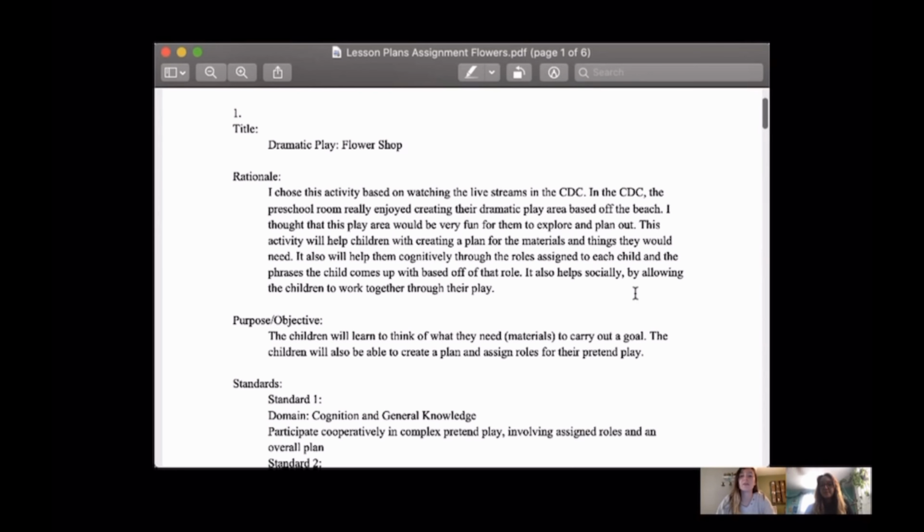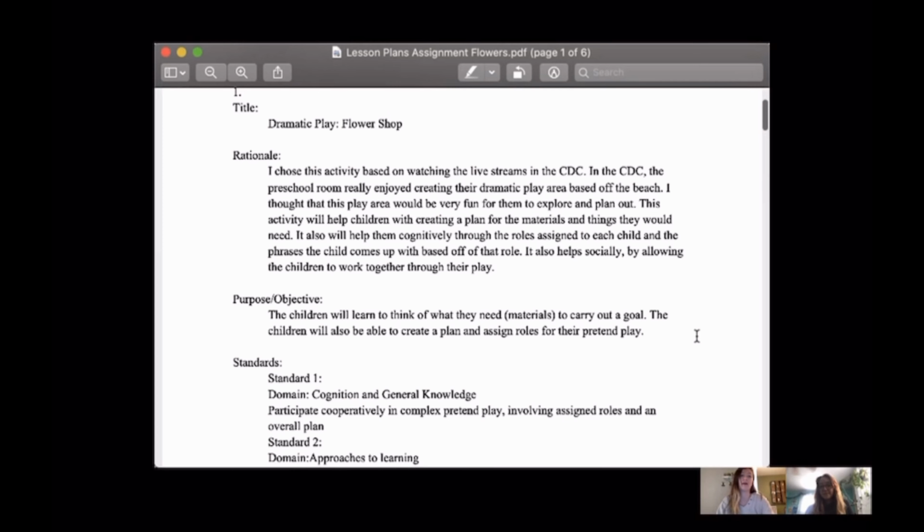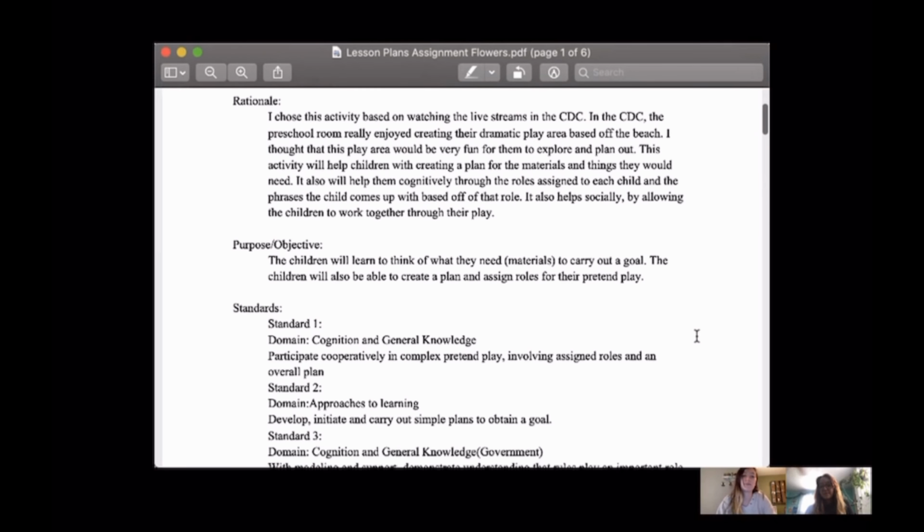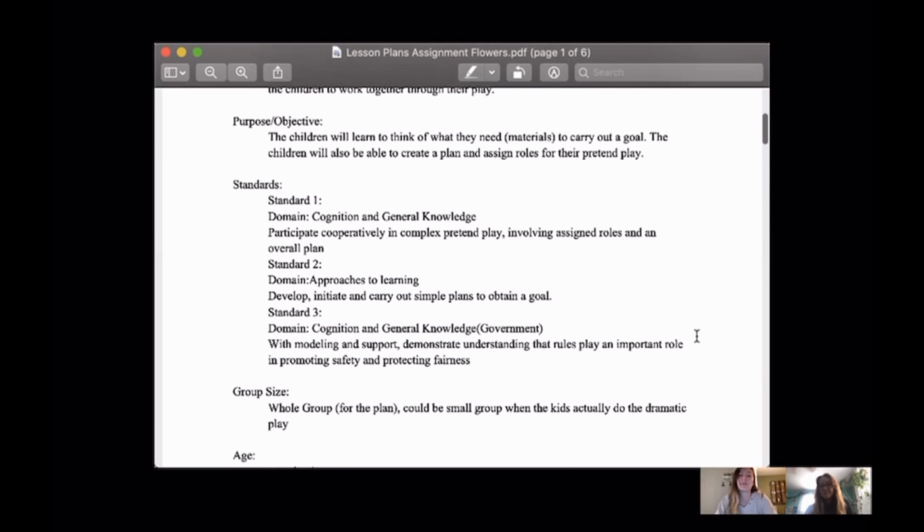I kind of wanted to talk about one of our lessons that we did this week, and it was inspired from the dramatic play they did on the beach, and I thought it was very fun to see them explore and create different materials with boxes and that kind of thing. And so I thought that now their interest is flowers, so we could do a dramatic play area on flowers. The purpose is that children will be able to learn to think of what they need, like the materials to carry out a goal, and the children will be able to create a plan and assign roles for their pretend play.